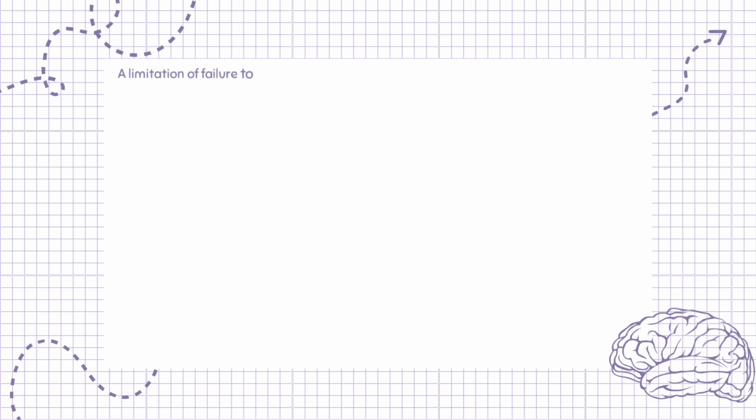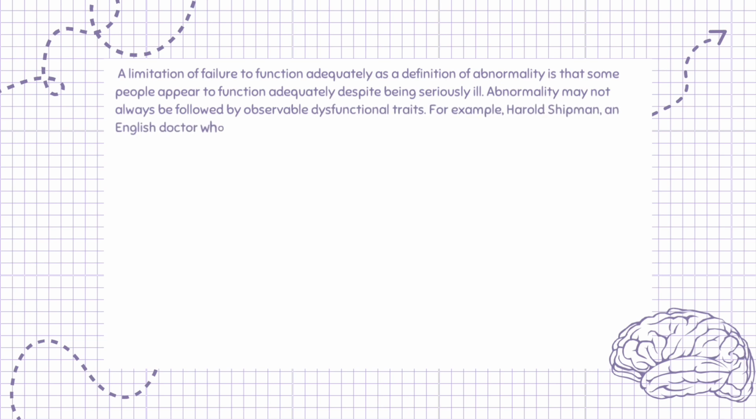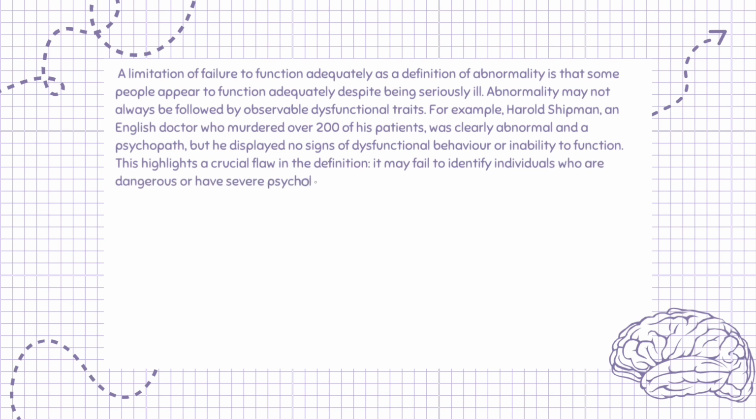A limitation of failure to function adequately as a definition of abnormality is that some people appear to function adequately despite being seriously ill. Abnormality may not always be followed by observable dysfunctional traits. For example, Harold Shipman, an English doctor who murdered over 200 of his patients, was clearly abnormal and a psychopath, but he displayed no signs of dysfunctional behavior or inability to function. This highlights a crucial flaw in the definition. It may fail to identify individuals who are dangerous or have severe psychological issues but manage to maintain a facade of normalcy in their daily lives.